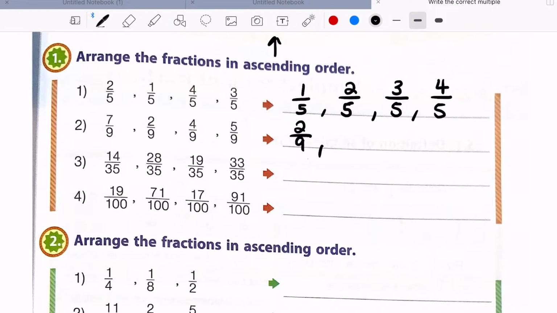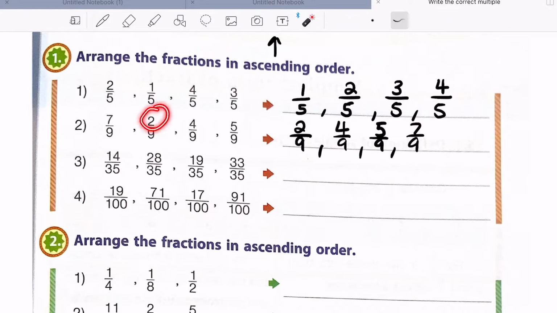What's next? What's the next smallest one? Here we have 4/9. And the second to last one, we have 5/9. Then the next one, we have 7/9. Because, right, we look at small to big. 2, 4, 5, 7. All right, let's take a look at number 3.